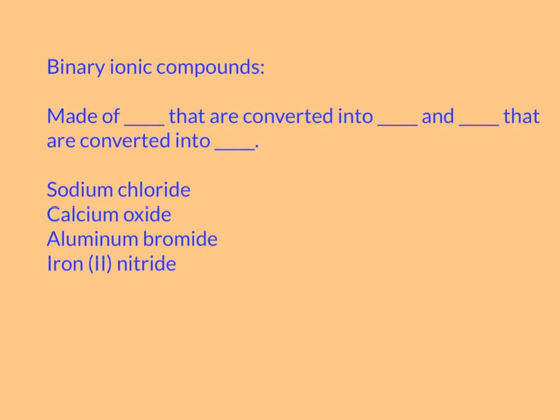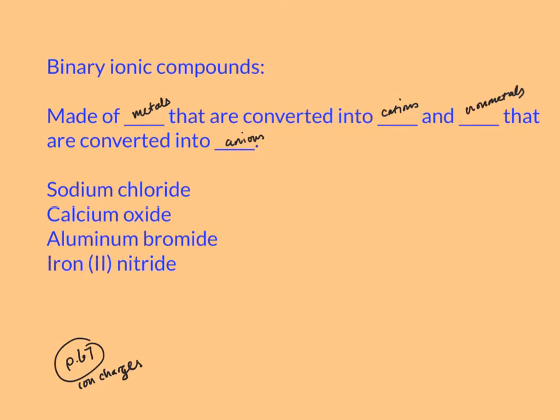A few words about binary ionic compounds. See if you can do the fill-ins here in that first line. They are made of metals that are converted into cations, and they are made of nonmetals that are converted into anions. I'll remind you of page 67, where you can still find ion charges.